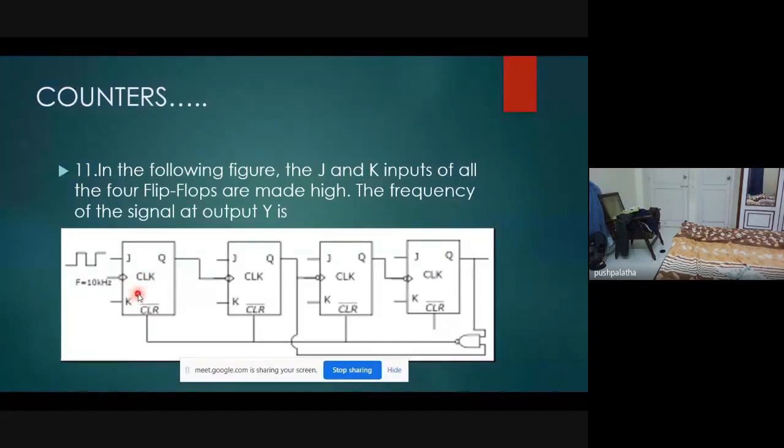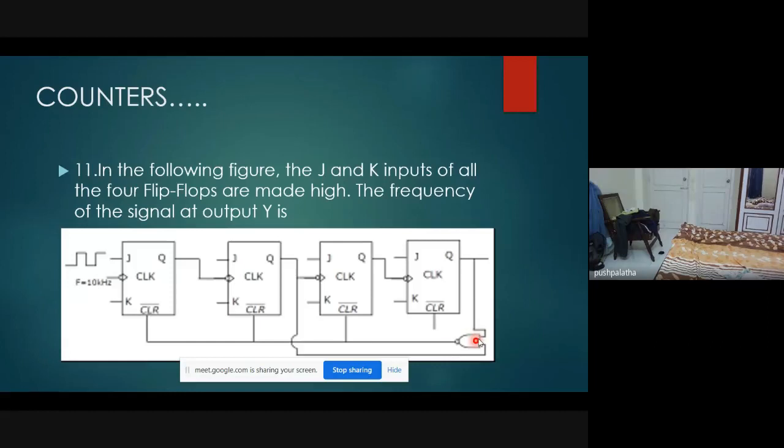The output will toggle the present state, it will invert whatever your present state is. The frequency of the signal output Y is, you need to find out what the frequency of the signal at output Y is. The clock here is given as 10 kilohertz. All J and K values are high, and at the same time I am using a NAND gate. You need to check what kind of circuit it is.